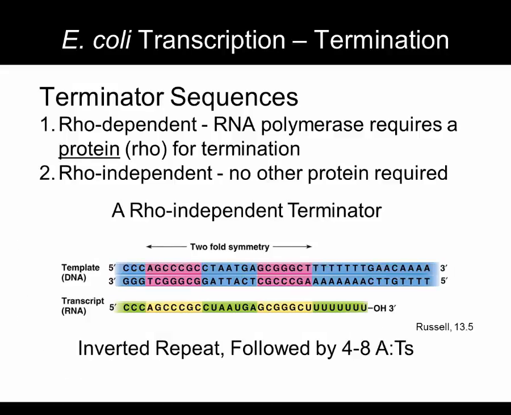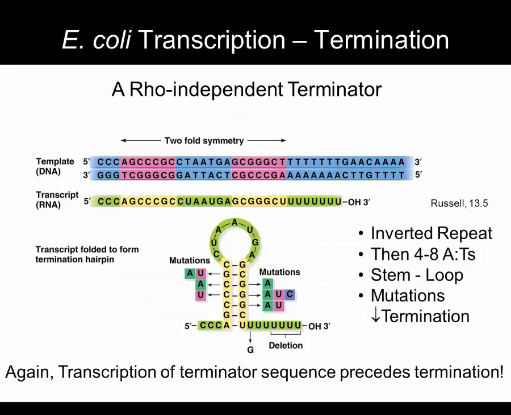However, termination does not always require an extra protein. Rho-independent termination uses a sequence called an inverted repeat, shown here in pink. Reading the top strand of the first pink sequence, 5' to 3', is the same as reading the bottom strand of the second pink sequence, 5' to 3'. The resulting RNA transcript can base pair with itself. When it does, you get this stem loop structure that is called a termination loop.